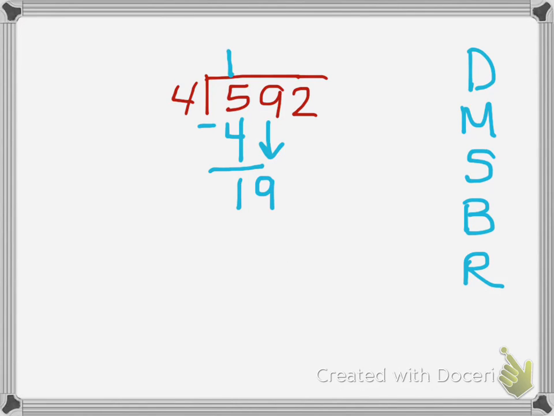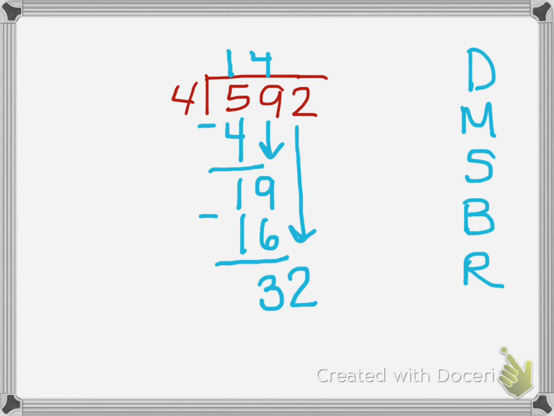4 goes into 19 4 times. And 4 times 4 is 16. When we subtract 19 minus 16, we get 3. Now Brother tells us to bring down, so the next digit over is the 2. We bring it down, and now we have 32. Rover said, remember, whenever you bring a number down, you've got to start all over again. So here we go to repeat with divide.